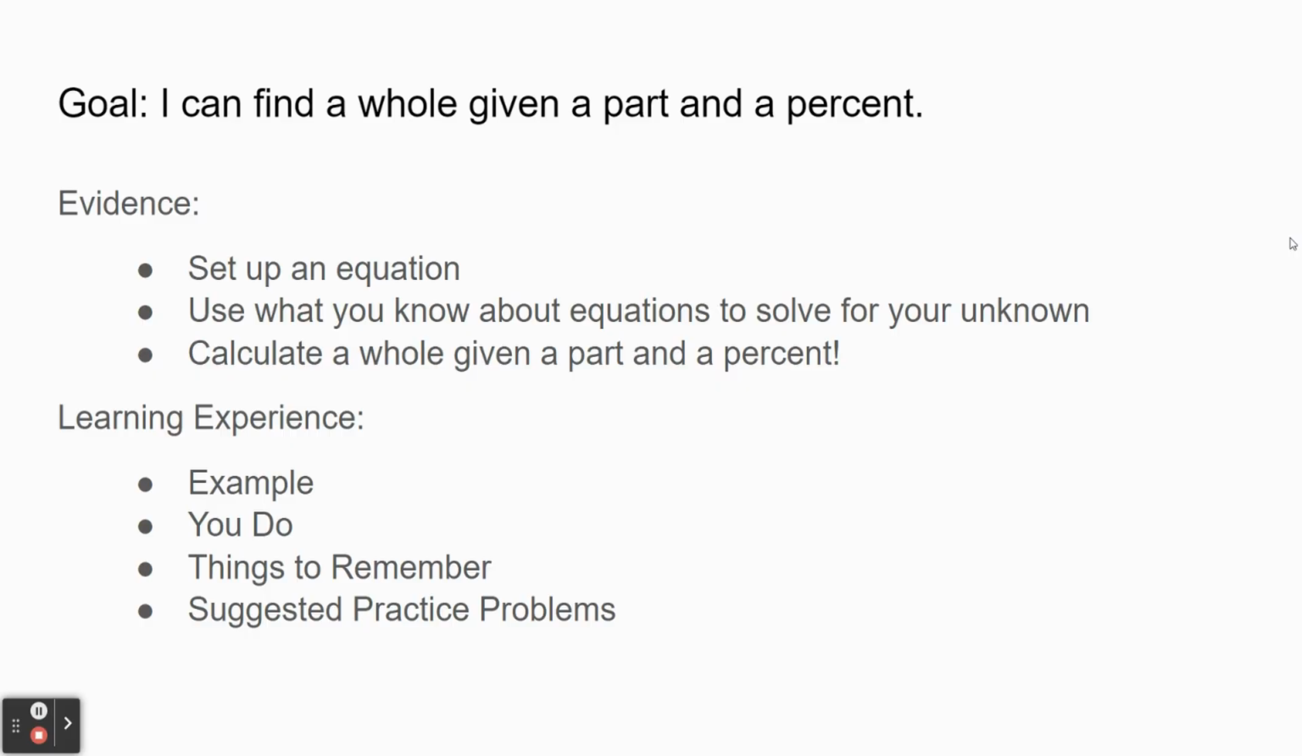Evidence-wise, we're going to set up an equation, and then we're going to use what we know about equations to solve for an unknown. You're going to think back to topic 4 when we were solving for a variable. We're going to set this up the same way. It's not the only way to do it, but that's what we're going to do today. Then we're going to calculate a whole given a part and a percent. You'll notice we're only doing one example and one you do for a change, so it'll hopefully be a little bit of a shorter video.